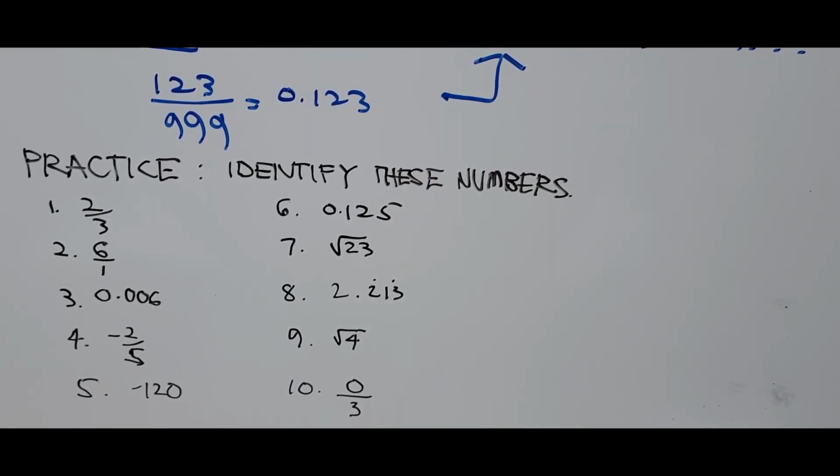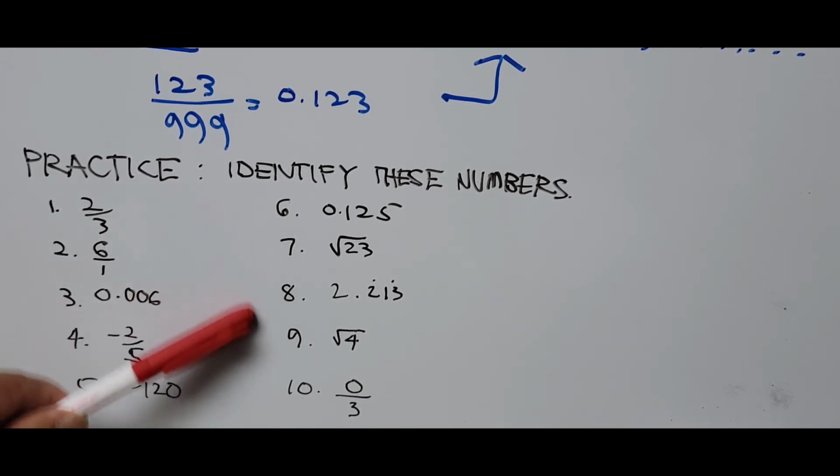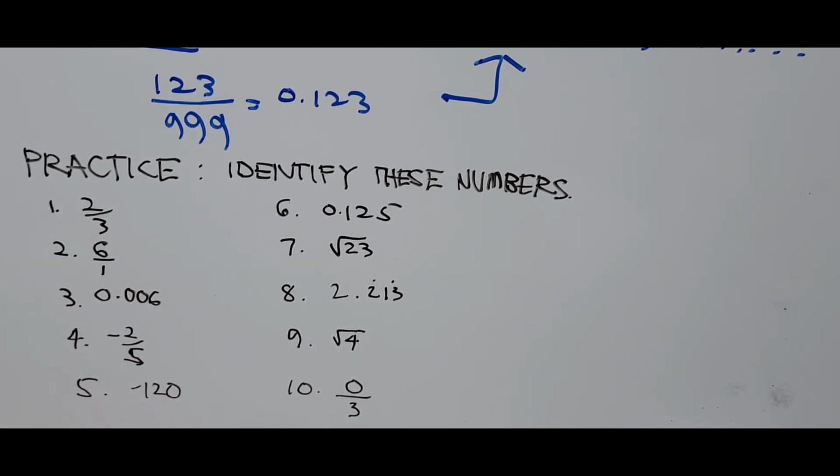Before I let you go, you have a little practice to do right here. Identify these numbers according to the number system, the classification of real numbers. 1, 2, 3, 4, 5, up to 10. So you have 10 items to practice at home at your convenience, so you get more practice when it comes to number systems and the classification of real numbers.